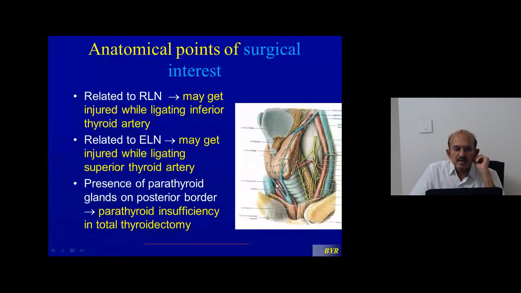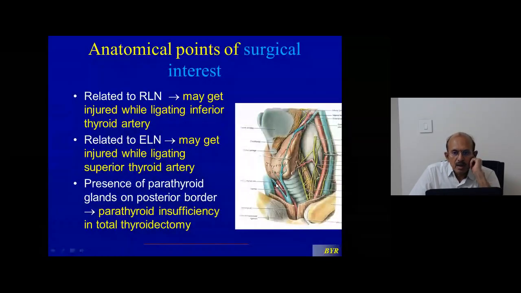This can manifest on the 2nd, 3rd, or 4th postoperative day after surgery. In severe cases of tetany, patients can get respiratory distress and conduction abnormalities in the myocardium, because calcium is one of the important ions for the conduction of the cardiac muscle. Very good.